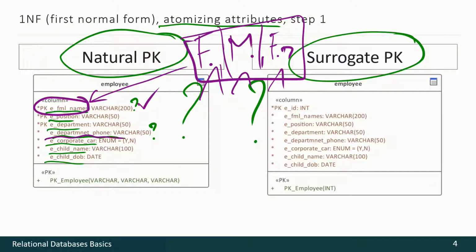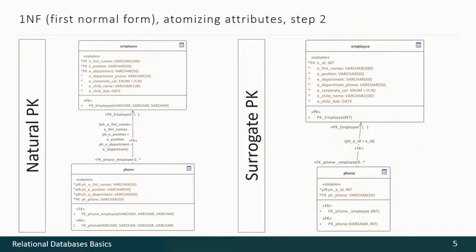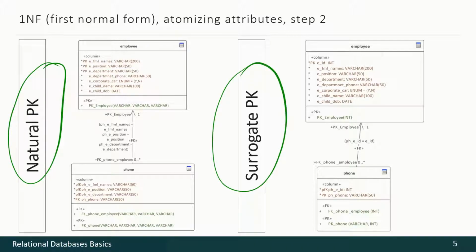But the department has several phones, and we cannot store all that information in one single field. Otherwise, we have a compound value, and that's the violation of the first normal form. So we have to deal with this field. Let's do it. This is how it looks with natural and surrogate PK. This situation looks somehow easier. We have all phones in a separate relation, in a separate table.